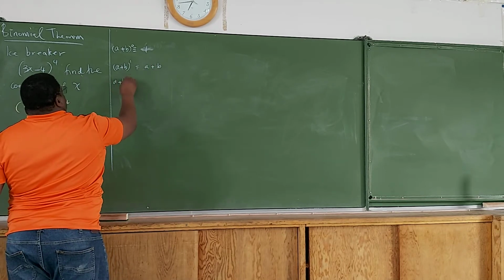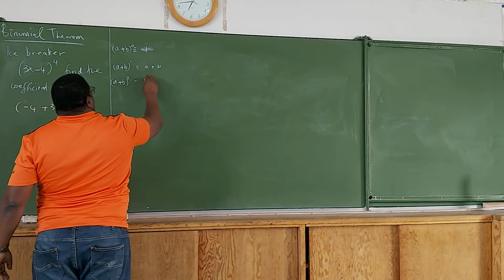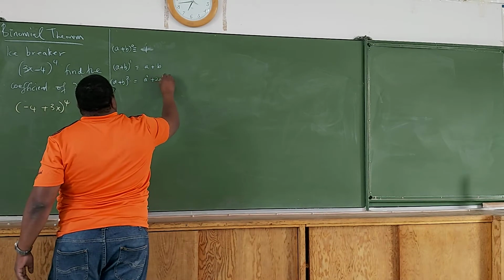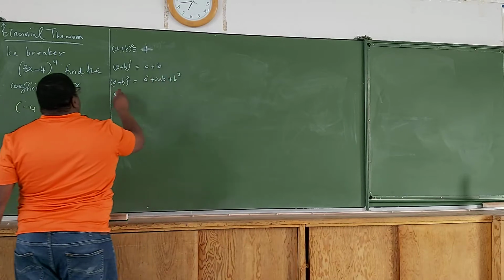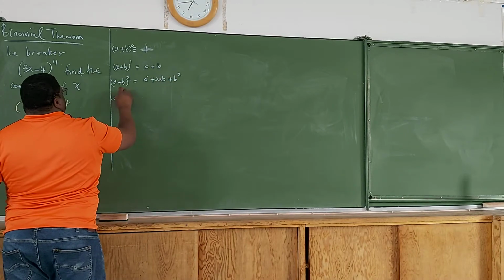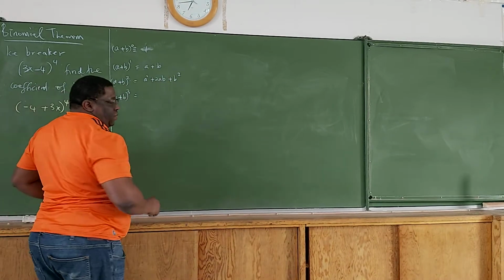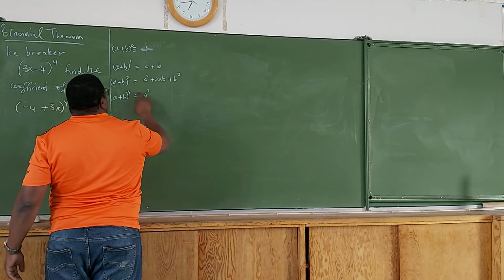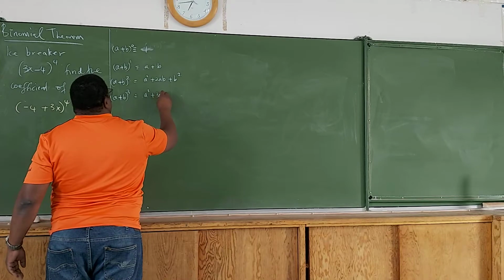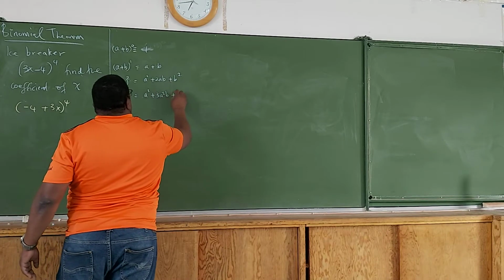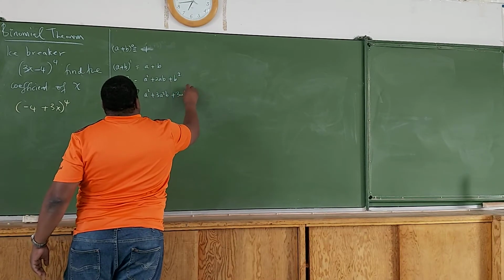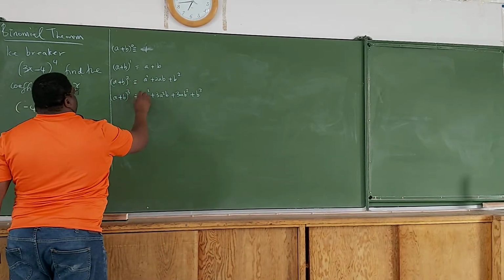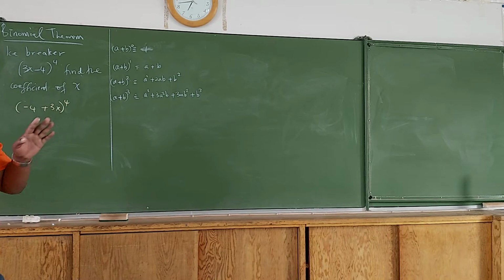Then (a + b) squared is going to be a squared plus 2ab plus b squared. Then (a + b) cubed. Remember Pascal's line? It's a cubed plus 3a squared b plus 3ab squared plus b cubed. I'm interested in the coefficients.